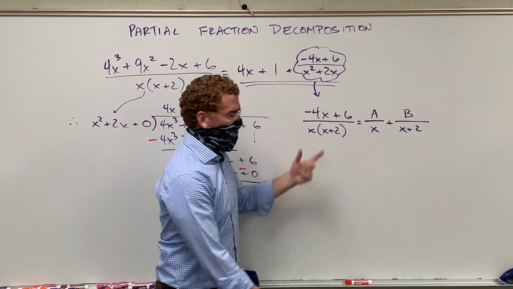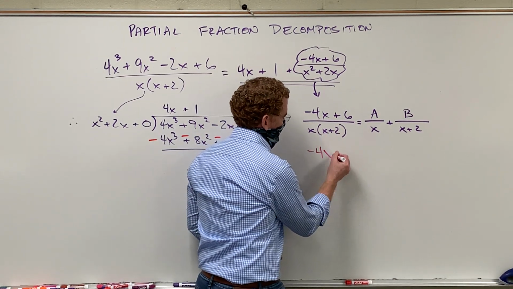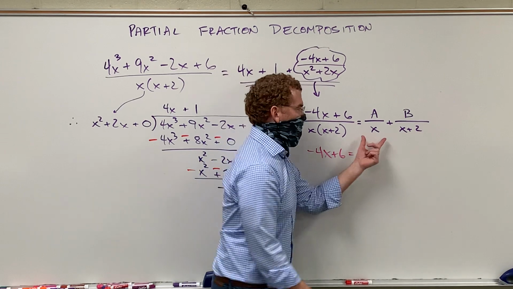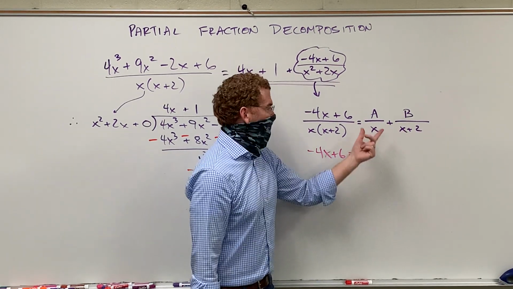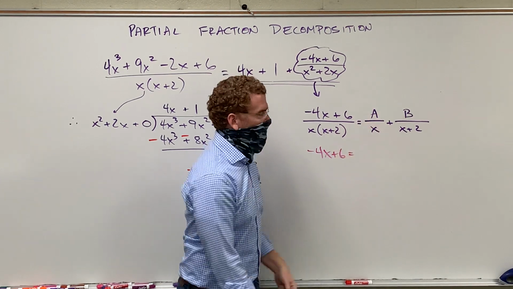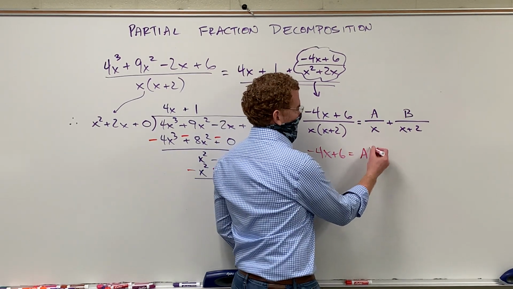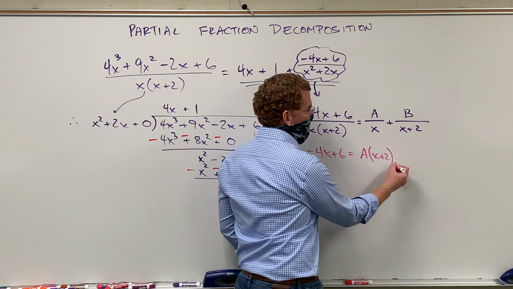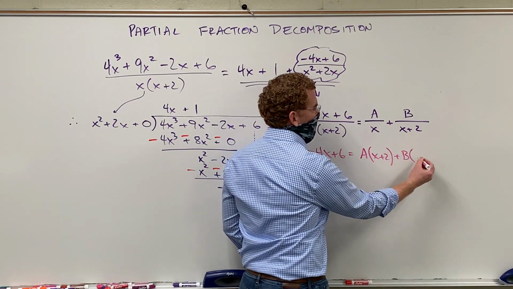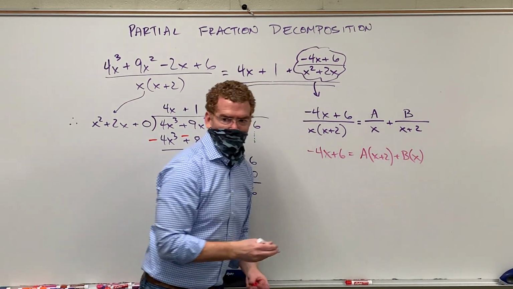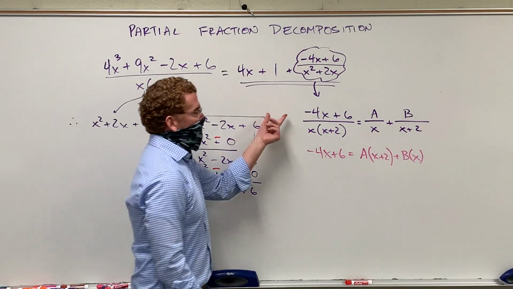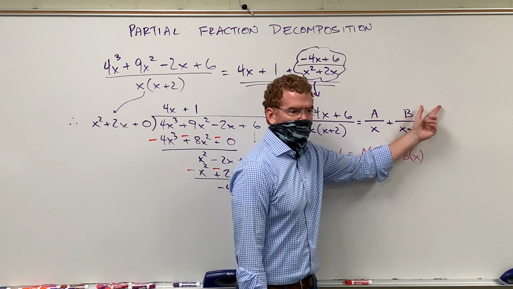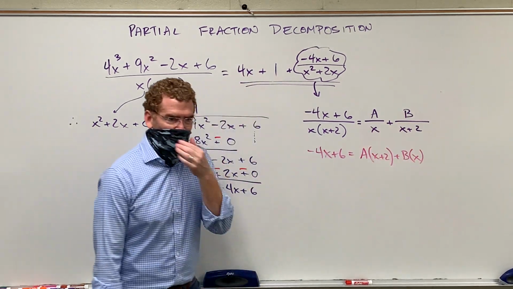Negative 4x plus 6. What happens if I multiply the right side by x and x plus 2, each term? What do I end up with on this term? The a and the x plus 2, and the b and the x. Are y'all able to see that without rewriting it? If you're not, don't do it. Go ahead and just write out x plus 2, x plus 2, x plus 2. Cancel what cancels, and you'll get down to here.